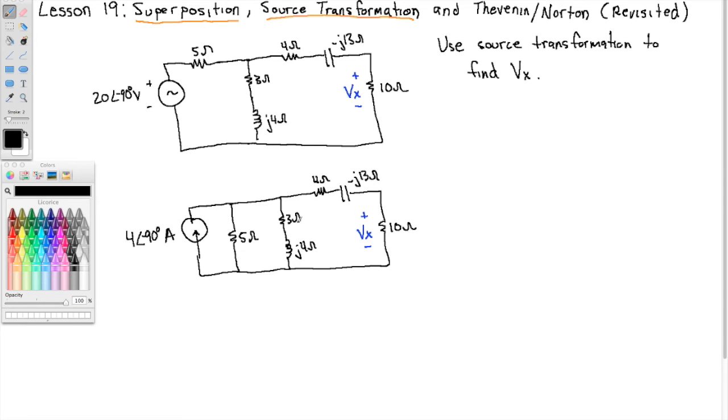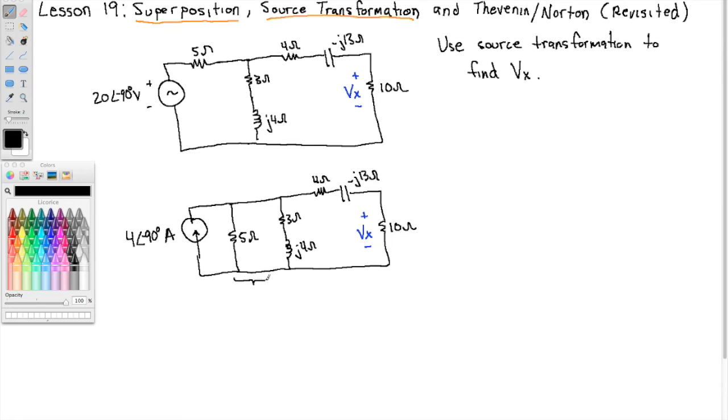Now, the 3 ohms here and the j4 ohms are in series, and that combination is in parallel with the 5. Right? So we can combine that.